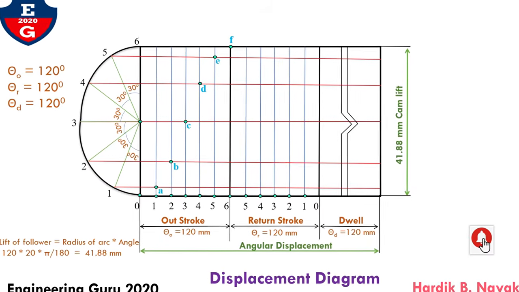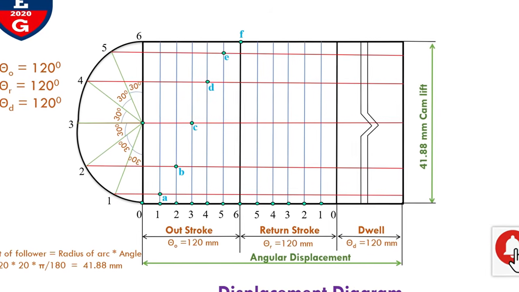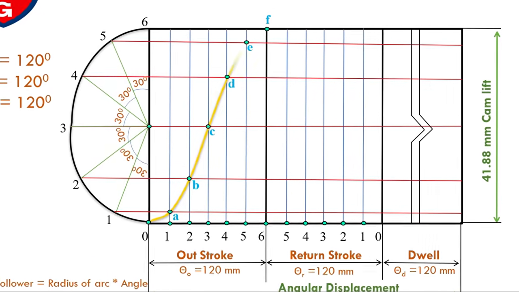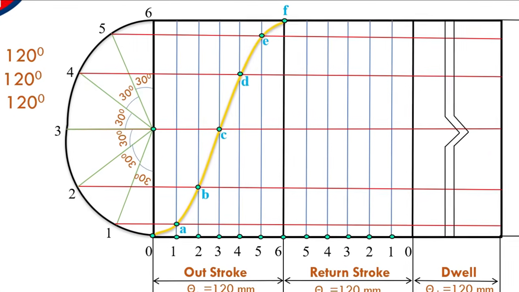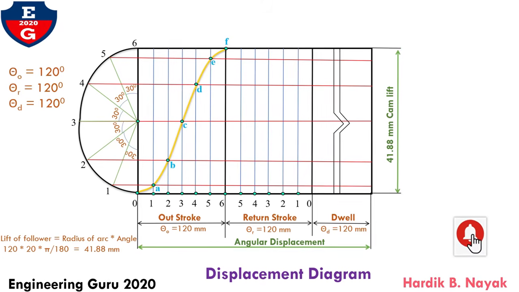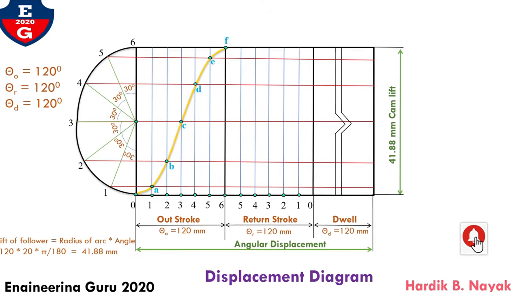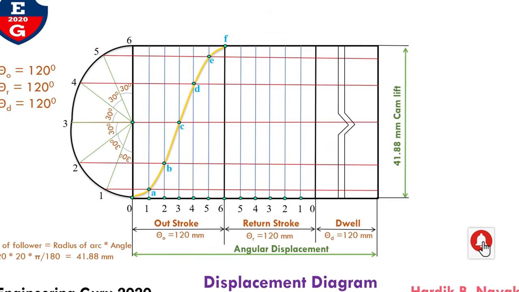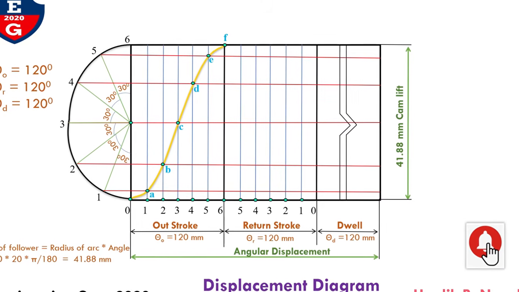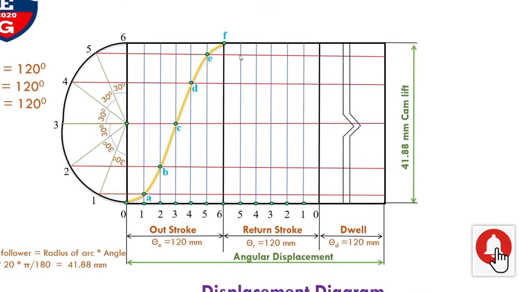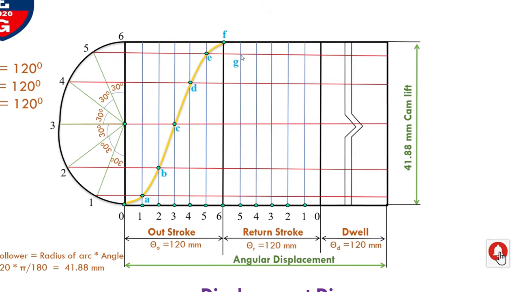So after getting all these points, I will connect them with the help of a smooth curve. This is S.H.M. for the outstroke. Then after that, in the return stroke, the follower moves to its original position. During the return stroke, in order to plot the points, the fifth division vertical line and this semicircle horizontal line intersect here. So this is point G.